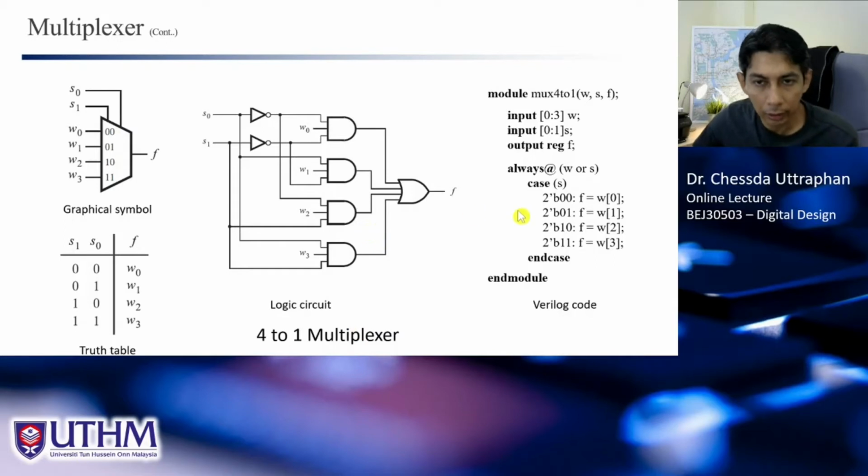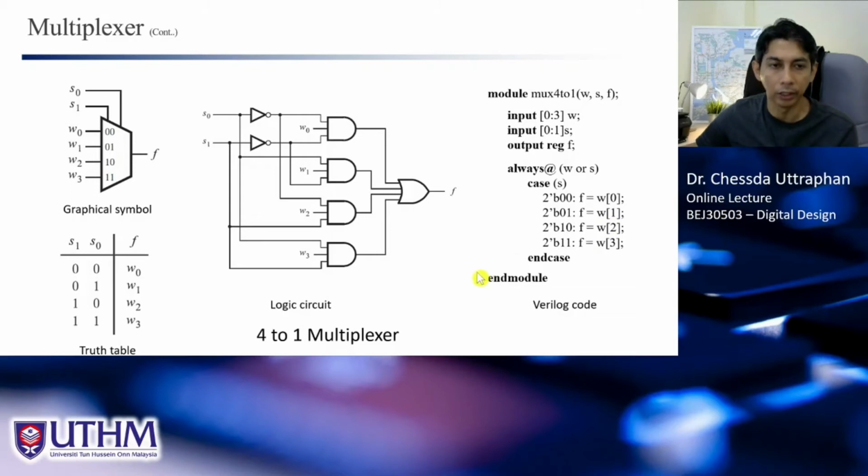Or if we want to use data flow modeling, we need to have the Boolean equation. So we need to derive the Boolean equation for F. But it is not easy, right? We need to have all of this. Or you can use structural modeling, where you can instantiate the gate. So you have the flexibility for writing the code. In this case, the easiest way is to use behavioral modeling, because we have this truth table. We can straight away write the code.